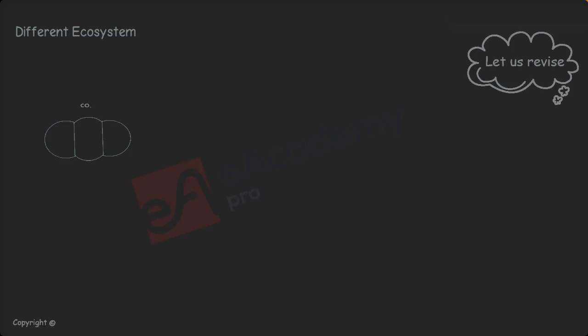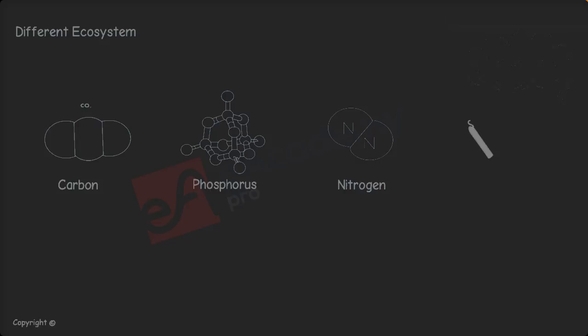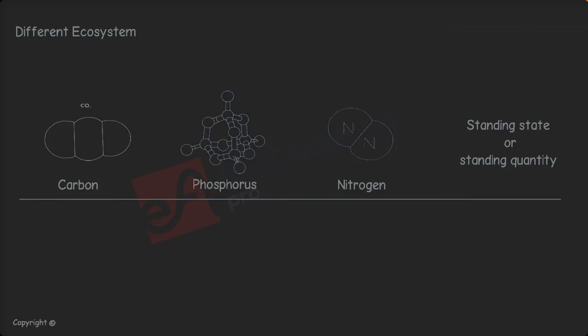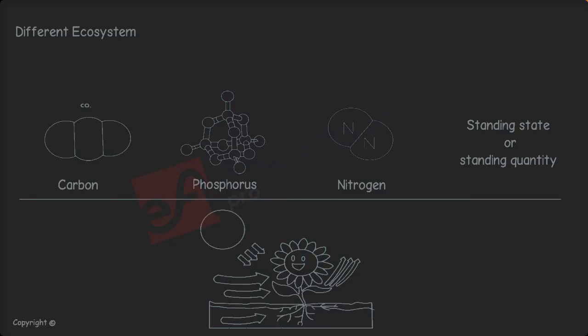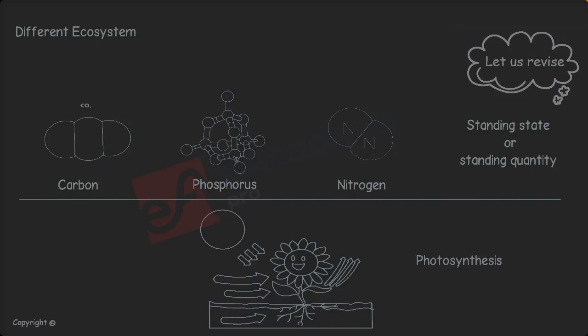Number 3. The amount of non-living components such as carbon, phosphorus, nitrogen, etc. that are present at any given time is known as standing state or standing quantity. Number 4. The plant survives by preparing their own food by the process called photosynthesis. Number 5. Plants prepare their own food by using the raw material, that is, CO2 from the atmosphere, water, soil, chlorophyll by using sunlight.